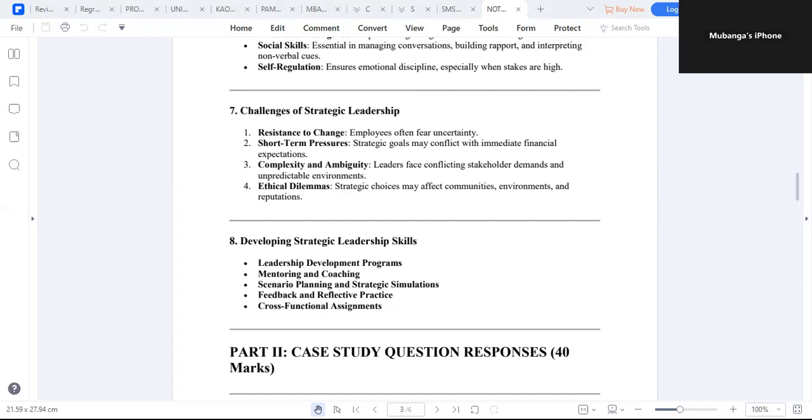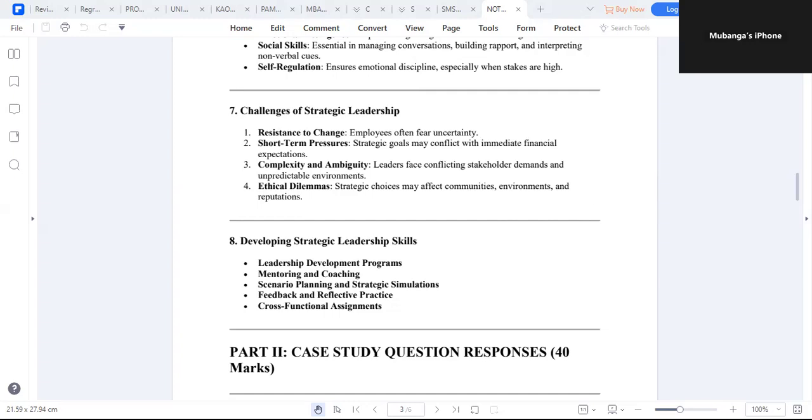So these are other methods that will allow leaders to practice their thinking ahead, analyzing possible situations. So they'll test responses, they'll build the ability to think critically and prepare for uncertainty. Then feedback and reflective practice.